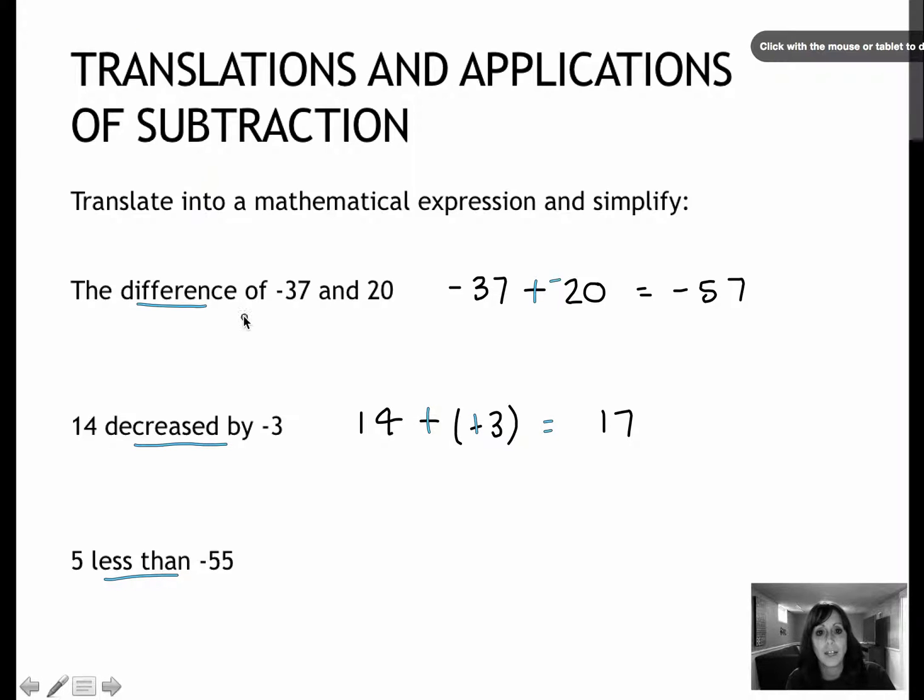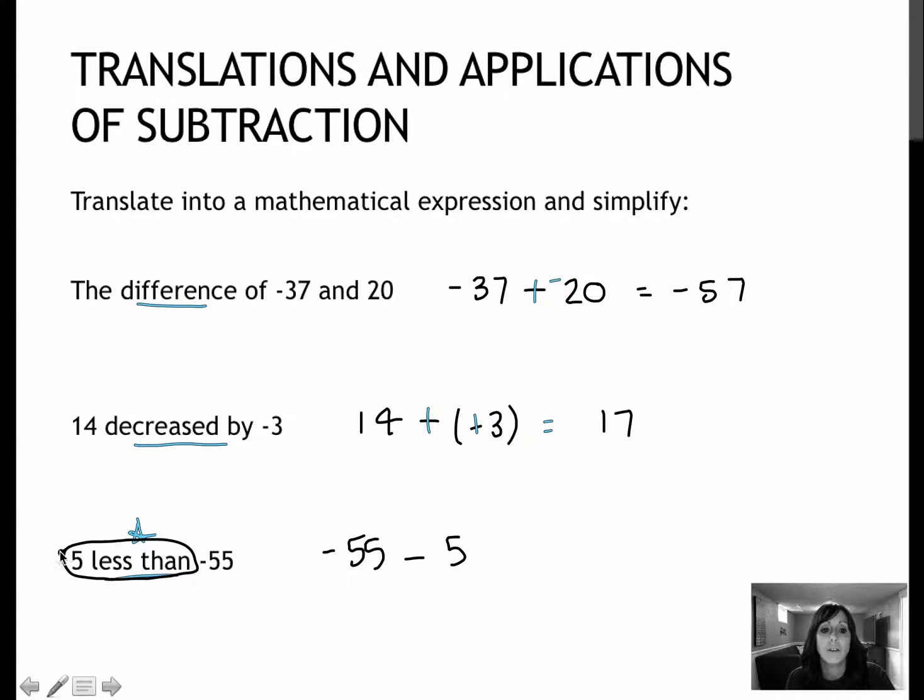The only tricky one here is this last one, because that "less than" is one of the ones we really have to look out for. Here it's telling me that I want 5 less than a number of negative 55, which means in this case negative 55 came first, and now I'm decreasing it by 5. So negative 55 minus 5, this would be 5 less than. 5 less than means take away 5 from whatever you had at the beginning.